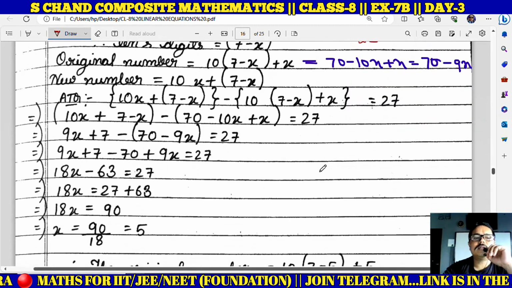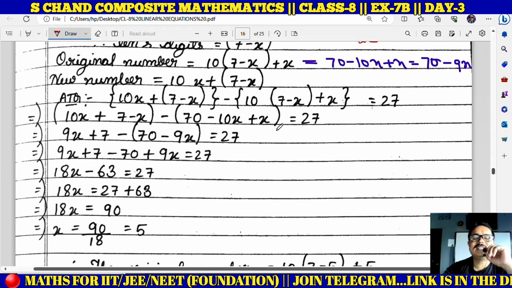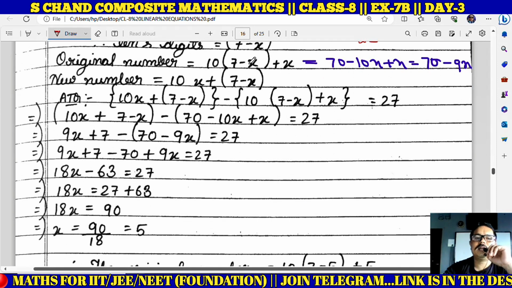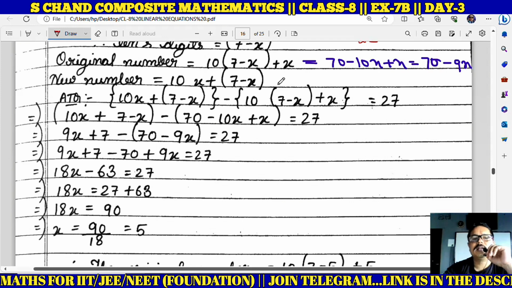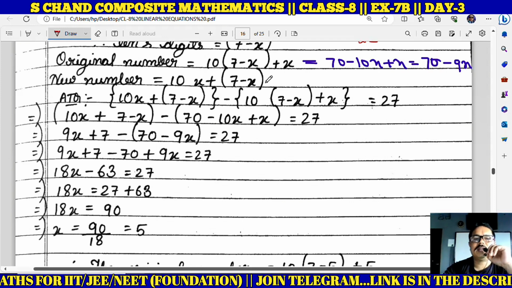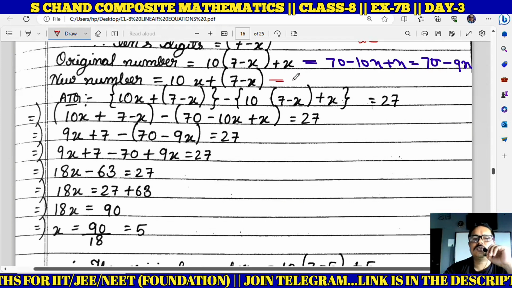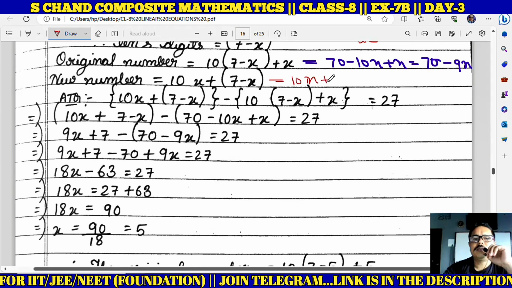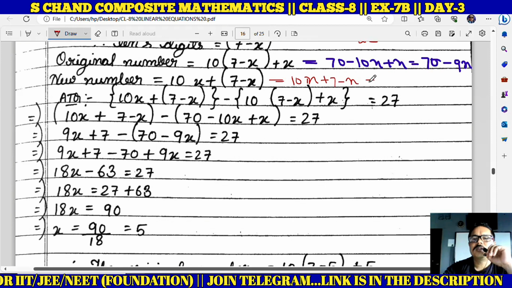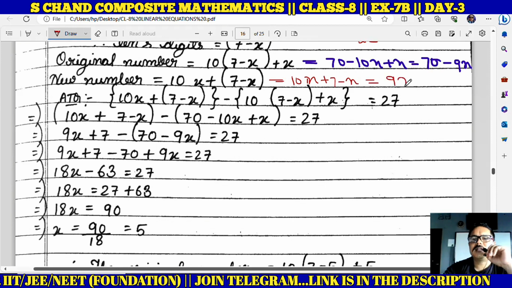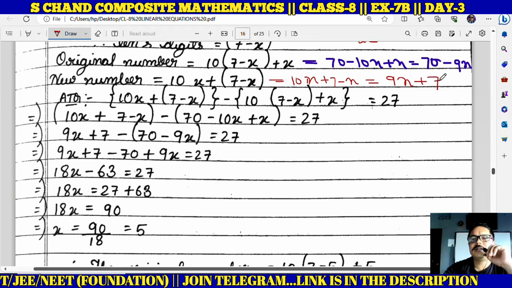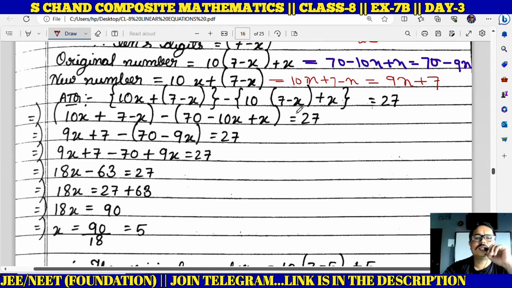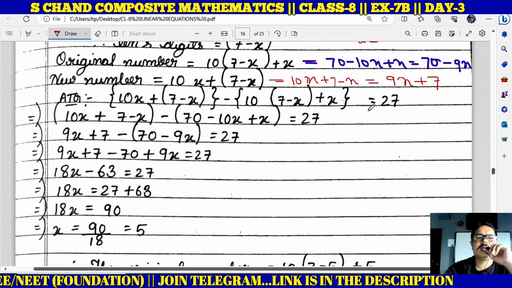And the new number obtained after interchanging the digits: x will come here and 7 minus x will go there. So it will be 10x plus 7 minus x, and a little bit you can solve this here only. 10x plus 7 minus x will be 10x minus x, 9x, plus 7, right? And here it is not simplified, so it's okay, no problem.